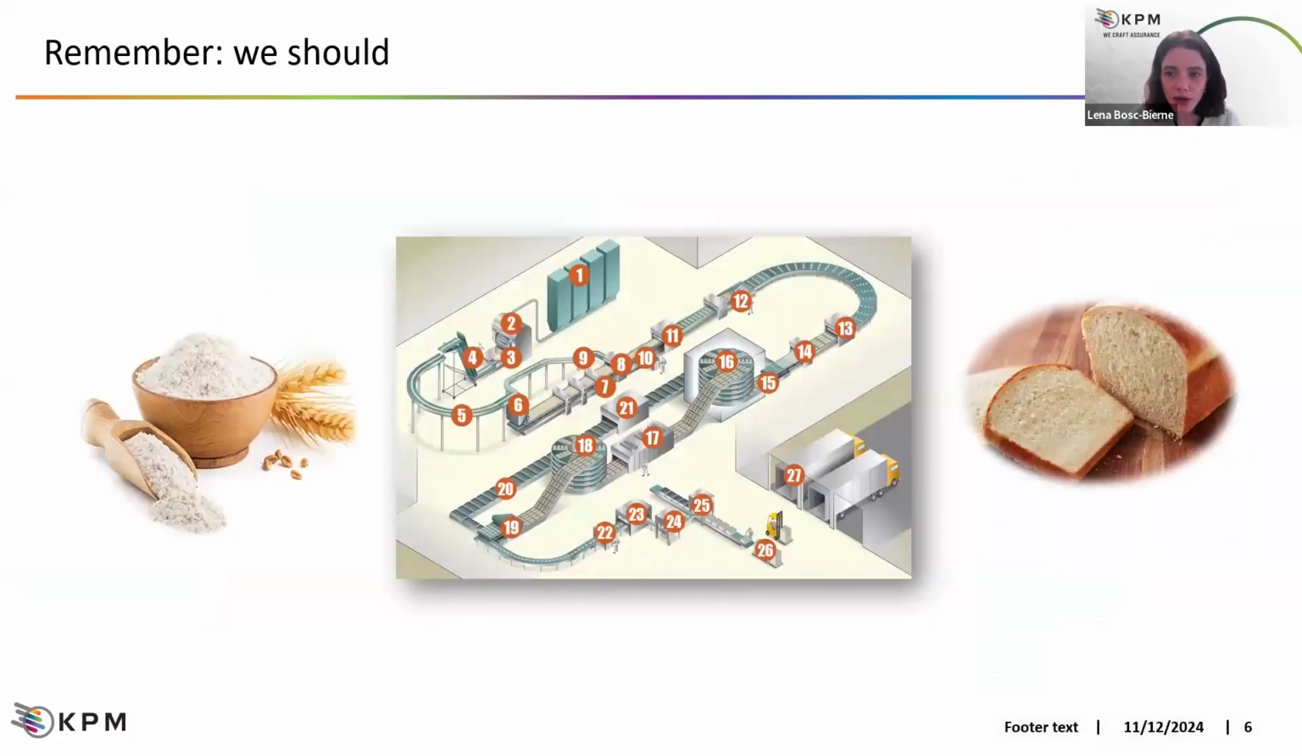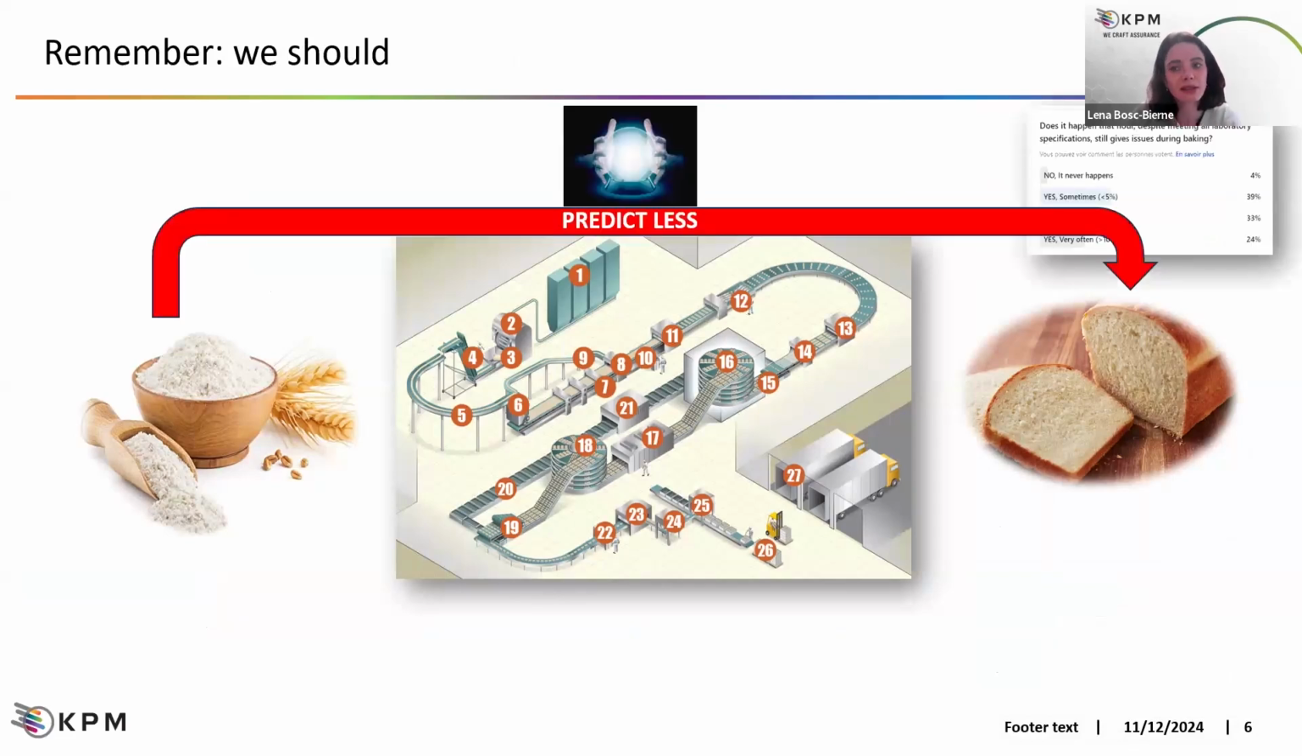Our proposal here is to do some reverse engineering, is to try and predict less. It's extremely complicated to predict based on the flour. If you have a flour, you can make all the analysis that you want. It's going to be extremely complicated to predict what the final product will look like. And the result of that is that we have 96% unhappy bakers.